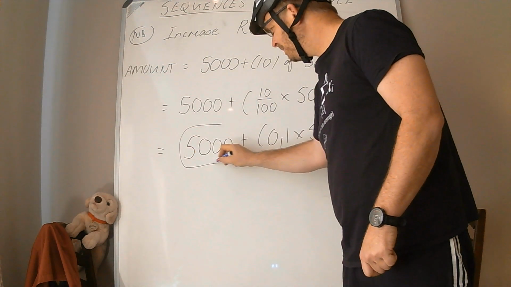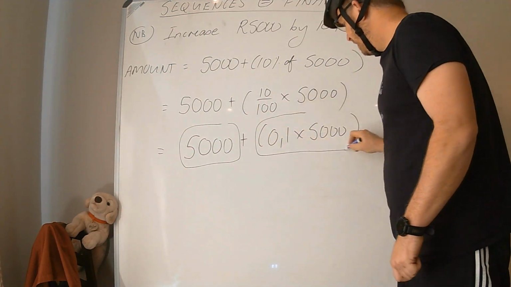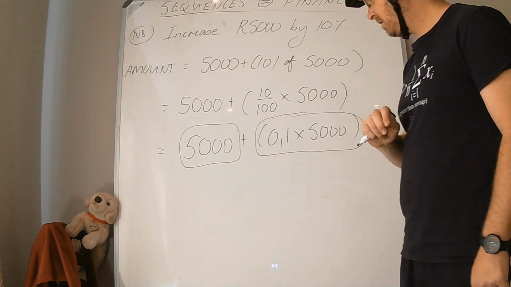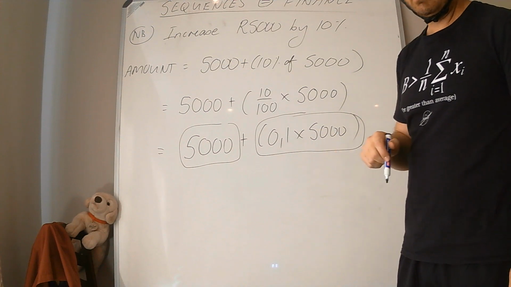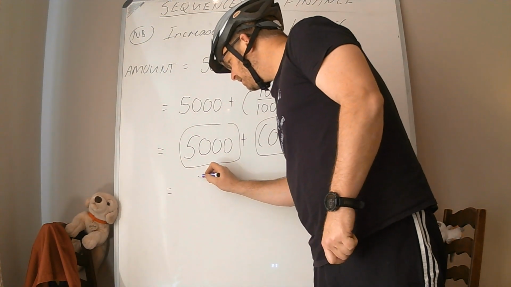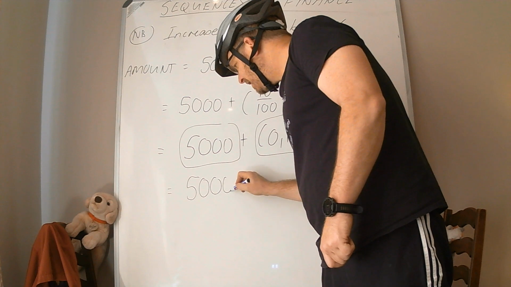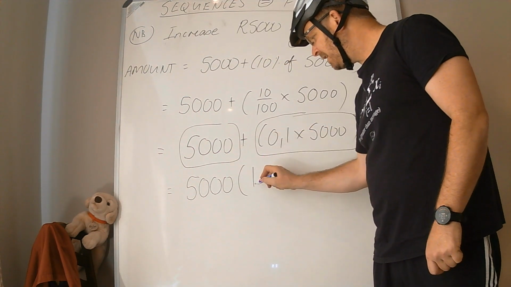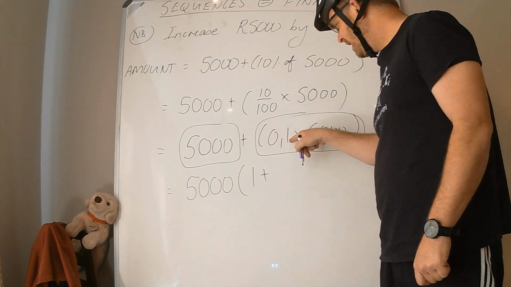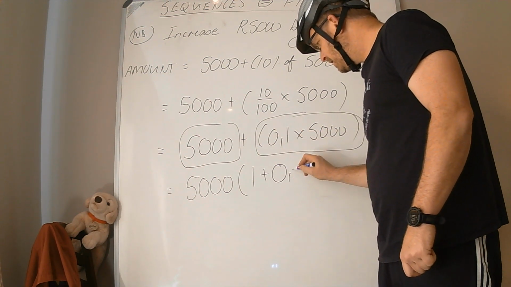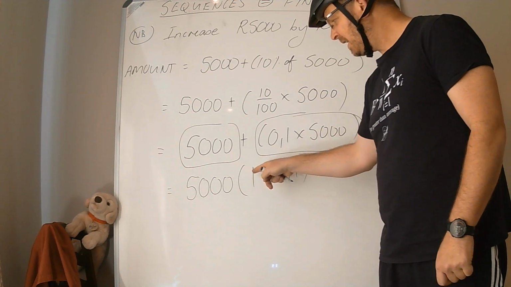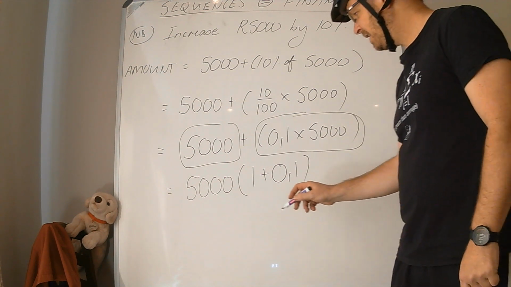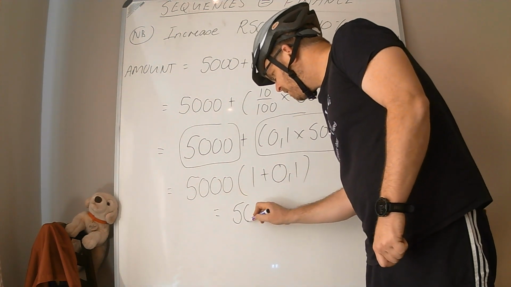Now there are two terms here, and what's the common factor there? Ishani, what's the common factor between that term and that term? Good, it's 5,000. If you take out 5,000 as a common factor, to get back to that term you have to times it by 1, then a plus sign, and to get back to the other term you times it by 0.1. If you times that back out, you get 5,000 plus 5,000 times 0.1. Then if we add up the bracket, we get 5,000 times 1.1.